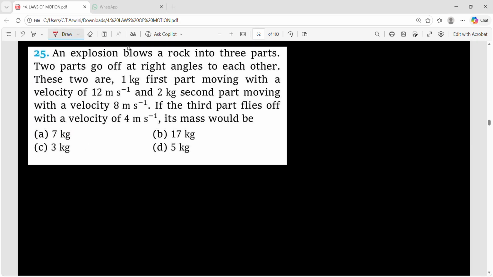See this question. An explosion blows a rock into 3 parts. 2 parts go off at right angles to each other, and these two are 1 kg first part moving with this speed, 2 kg is the second part and moving with this speed. So the third part flies with this velocity. What should be its mass? It's the same question that I told you.